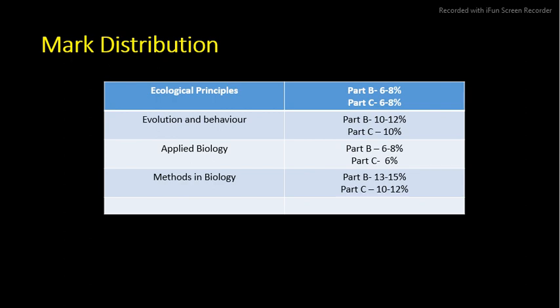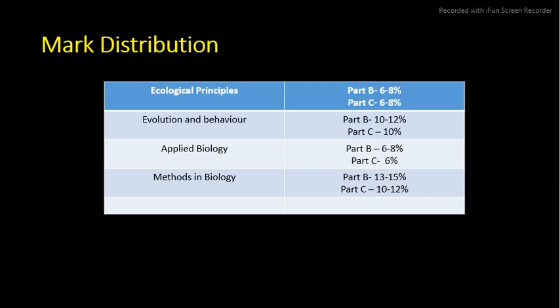Next, ecological principles. The section wise weightage for ecological principles, part B 6 to 8 percentage, and part C 6 to 8 percentage. Evolution and behavior, in part B around 10 to 12 percentage, part C around 10 percentage. Okay. From applied biology, in part B around 6 to 8 percentage weightage is there, and part C 6 percentage. In methods in biology, part B will be having 13 to 15 percentage weightage, and part C will be having 10 to 12 percentage weightage.